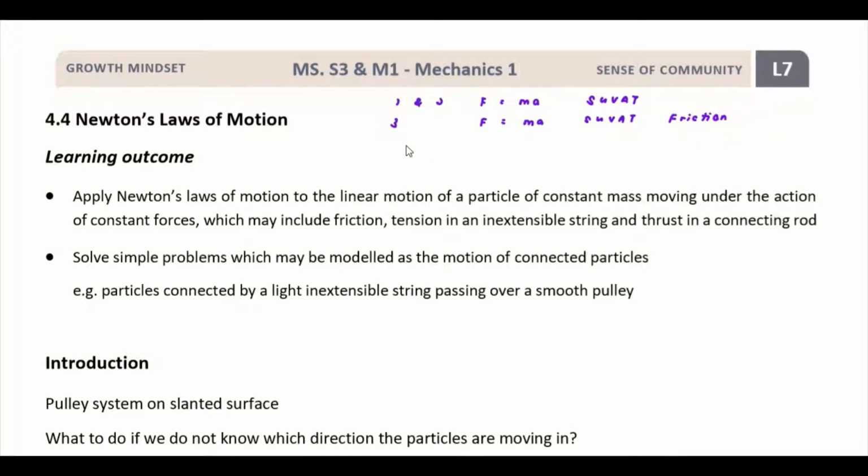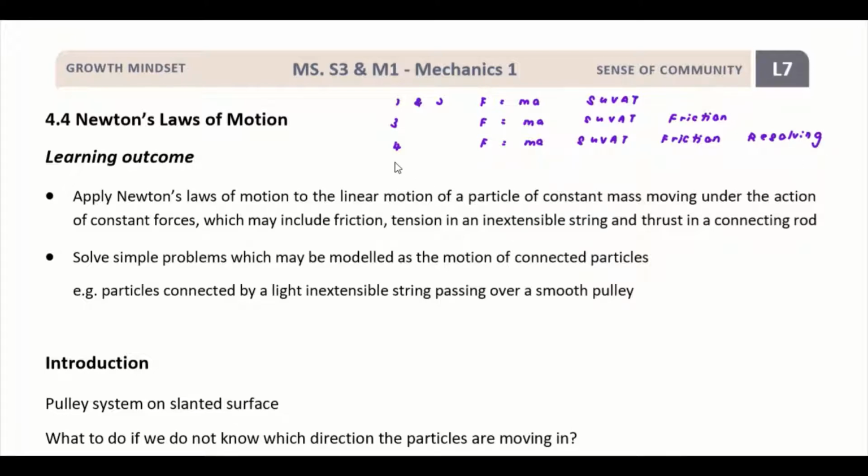Then for the fourth lesson, it's the same thing. We talk about F equals ma, we talk about SUVAT and we talk about friction. But this time, all your motion is on a slanted plane. That's why you require resolving forces when you deal with these questions.